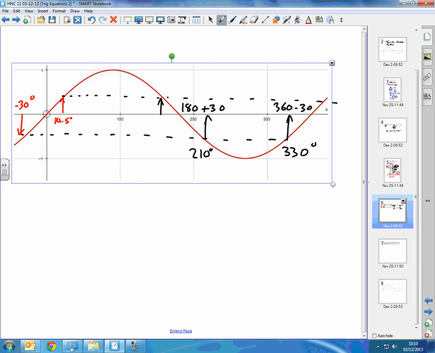And 14.5, this distance here, 14.5, then we need to go back 14.5 in this way. So 180 minus 14.5 is 165.5. So we've got 1, 2, 3, 4 angles that lie within our range of 0 and 360 degrees.